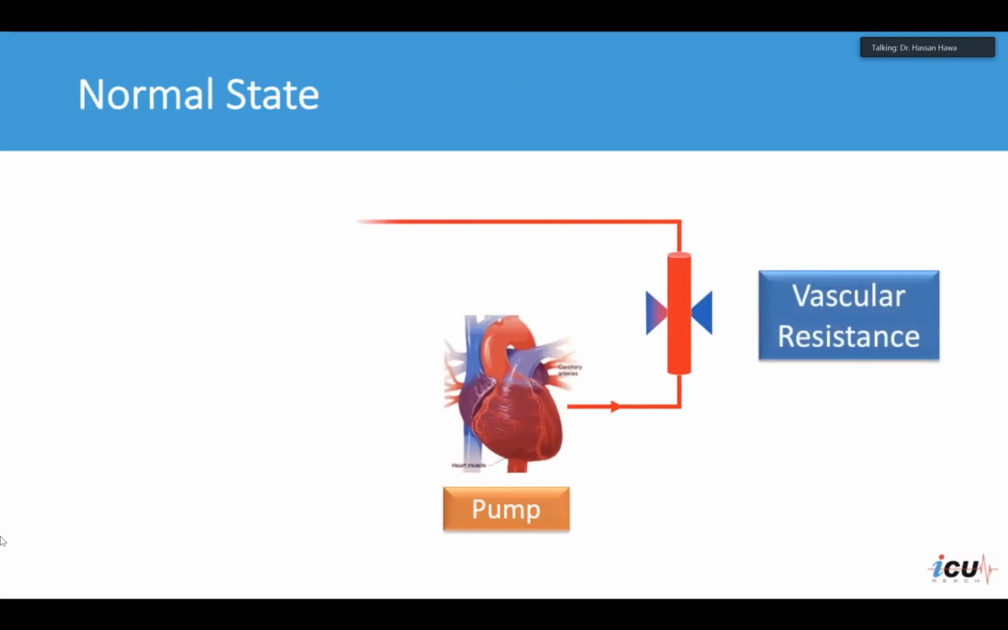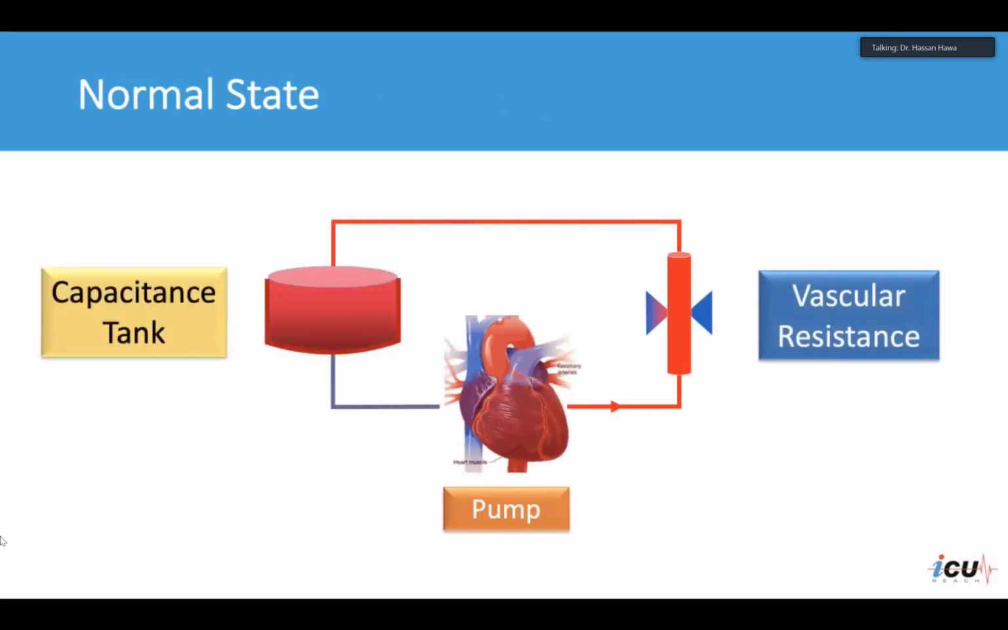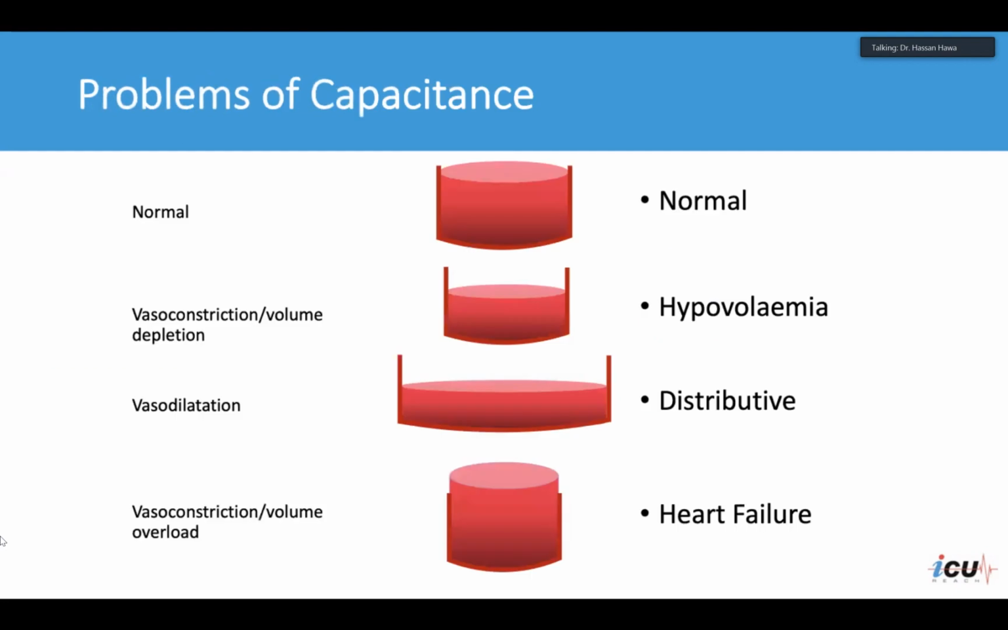So in the normal state, we will have the heart pumping away, and there will be adequate vascular resistance to maintain blood pressure. And then you have the tank or the capacitance holding the blood volume in the circulation. And then when you have a problem with the capacitance, then you might have a drop in the volume or volume depletion in the capacitance, as it happens in hypovolemia.